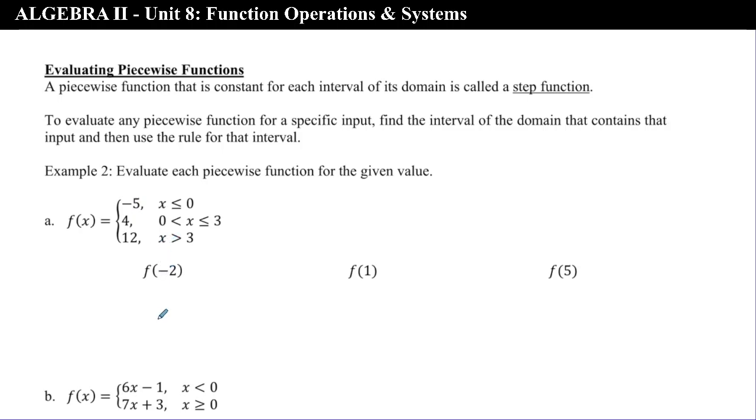So let's evaluate what f of negative 2 is. Well, we find where negative 2 is in the domain. It would be in this section. So x is less than or equal to 0. And we find that our value for f is negative 5.